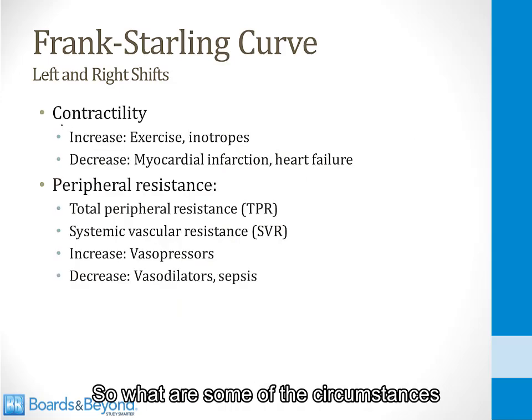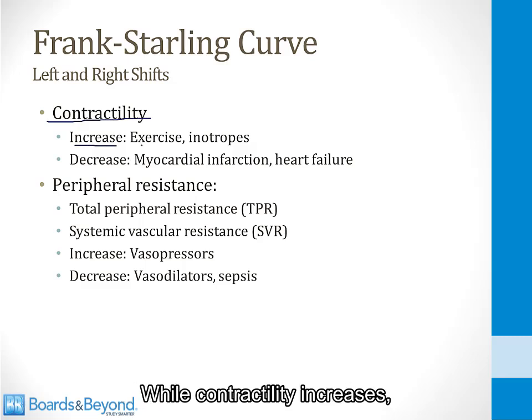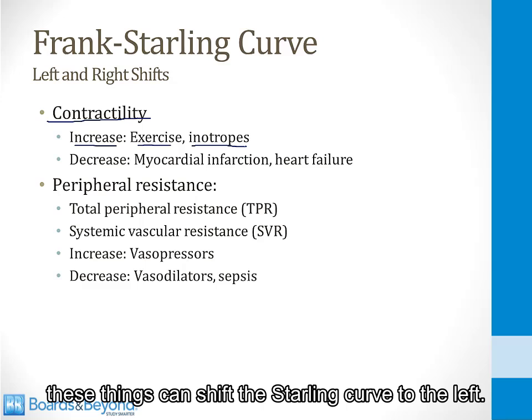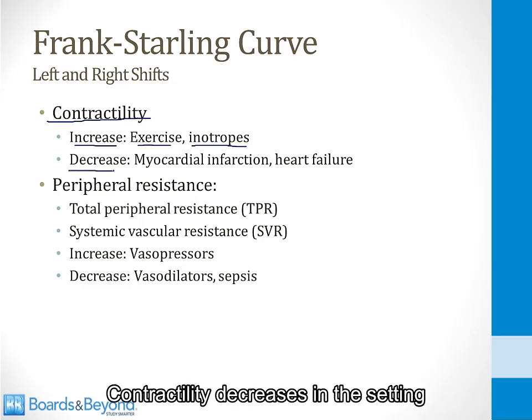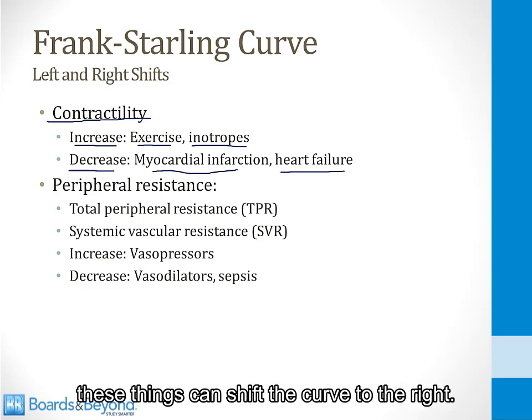So what are some of the circumstances where contractility might change? Well, contractility increases in the setting of exercise or in patients who are receiving inotropes. These things can shift the Starling curve to the left. Contractility decreases in the setting of myocardial infarction or heart failure. These things can shift the curve to the right.